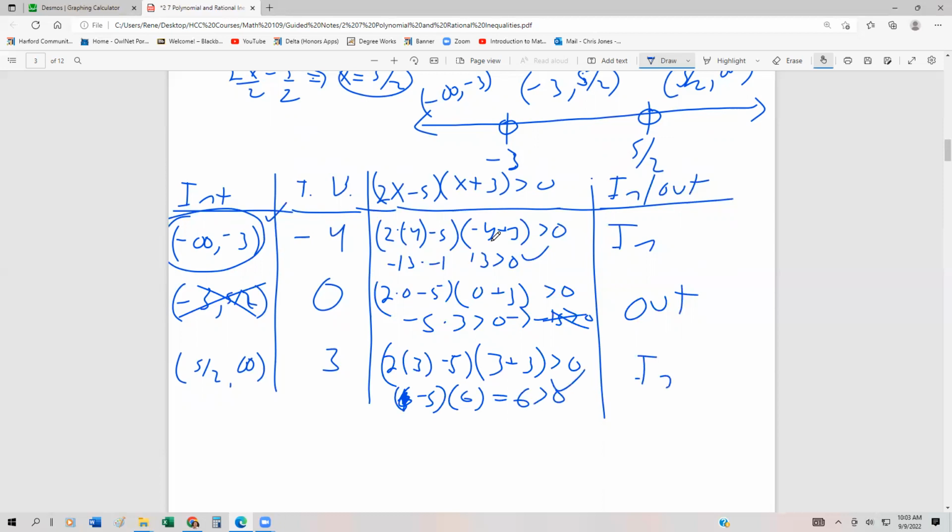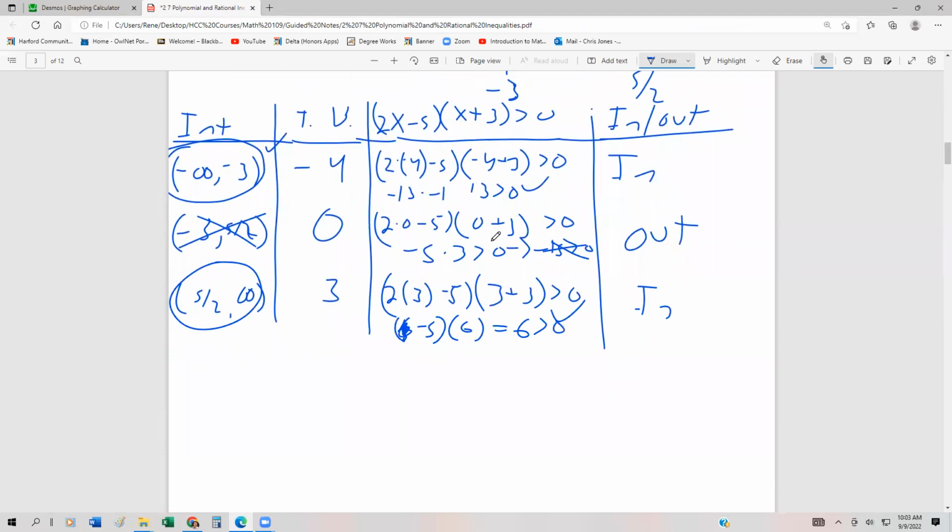So that's in. So we have 2 intervals that are part of the solution set, and those 2 intervals are going to be x is an element of negative infinity to negative 3, union 5 halves, comma, infinity.